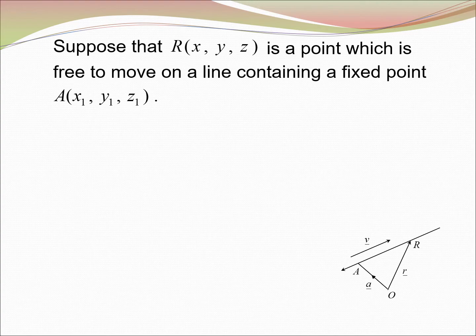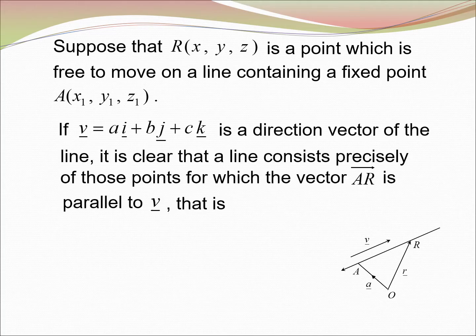Suppose that R(x, y, z) is a point which is free to move on the line containing a fixed point A(x1, y1, z1). If V equal to ai plus bj plus ck is the direction vector of the line, it is clear that a line consists precisely of those points for which the vector AR is parallel to V. That is, AR equal to tV for some scalar t.